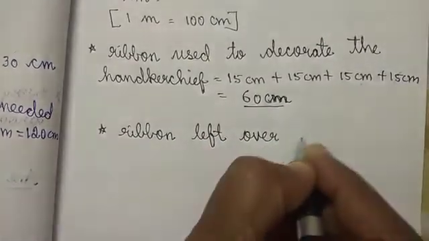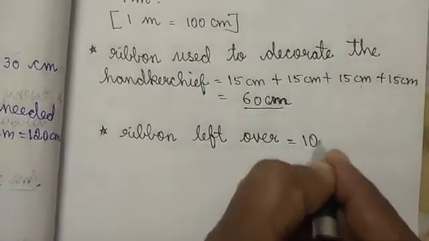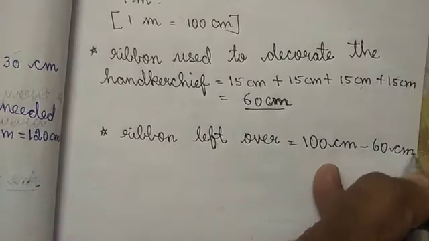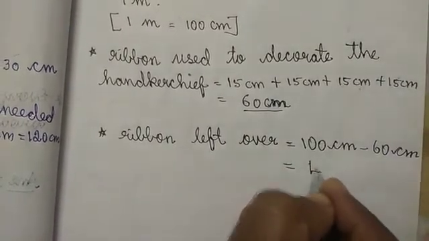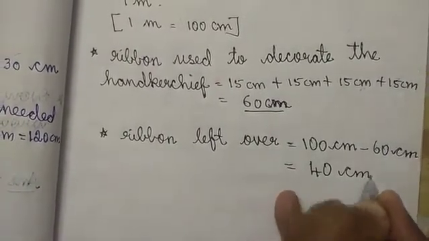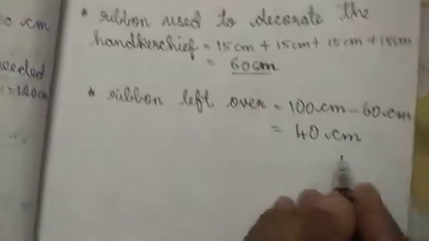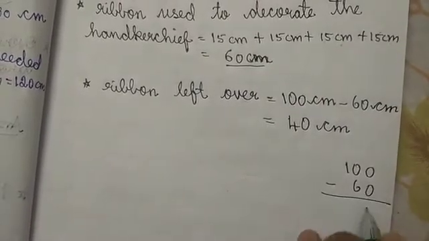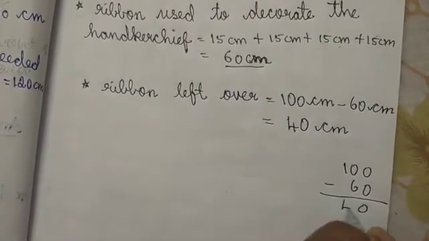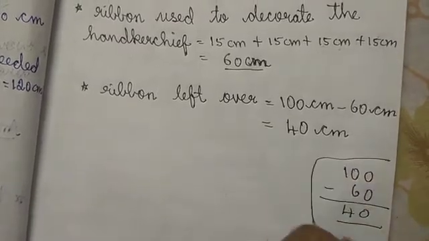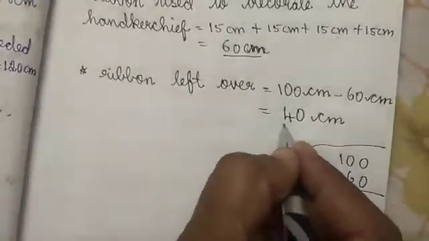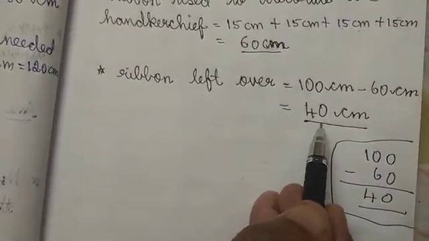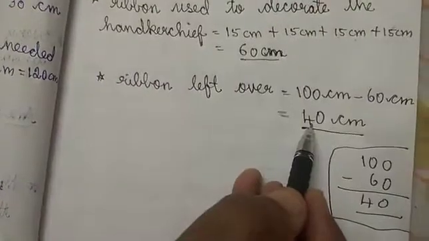Left over, what you have to do, children? You have to minus 100 centimeter minus 60 centimeter. So 100 minus 60, what will come, children? 40 centimeter. If you feel hard, you can do it like this. 100 minus 60. 0, 0, 0. After 6, you count up to 10. What will come, children? 40. Okay, children. So, what's the answer? Leftover, ribbon leftover is 40 centimeter. So, this is one answer and this is one answer.